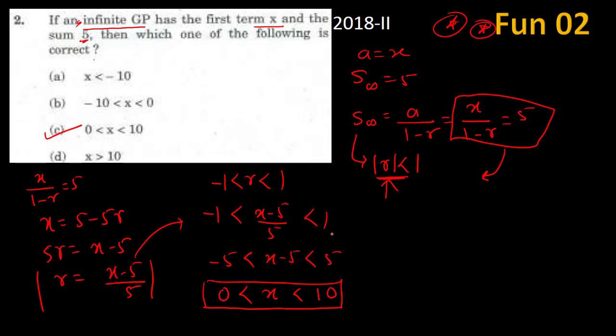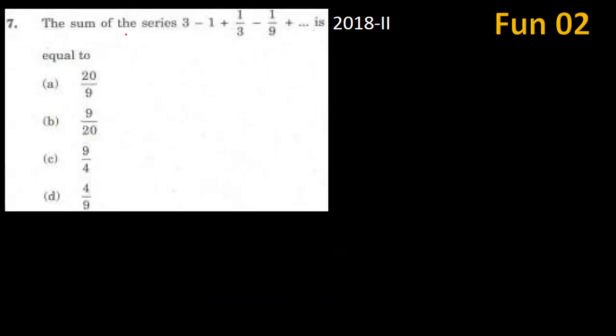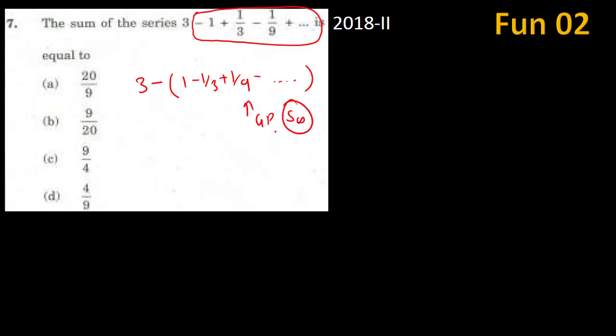Okay, next question. The sum of the series 3 minus 1 plus 1 by 3 minus 1 by 9 and so on is equal to what? If you observe, this is nothing but a GP. So 3 minus, if I take common, 1 minus 1 by 3 plus 1 by 9 minus and so on. This is a GP to infinity, so we can find S to infinity with a equal to 1 and common ratio r equal to minus 1 by 3.